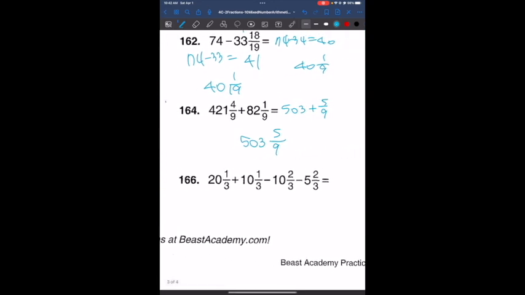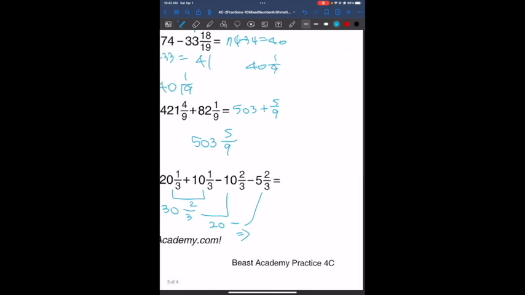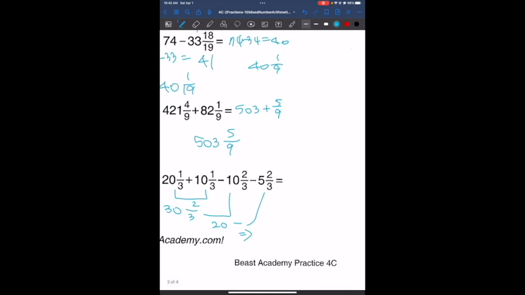For 166, we're going to add these two first. That's going to be 30 and 2/3. Subtract, so that's going to be 20. And then when we subtract this, since 5 and 2 over 3 is 1/3 less than 6, we're going to add 1/3 to both sides. So it's going to be 20 and 1/3 minus 6, which is going to be 14 and 1/3.